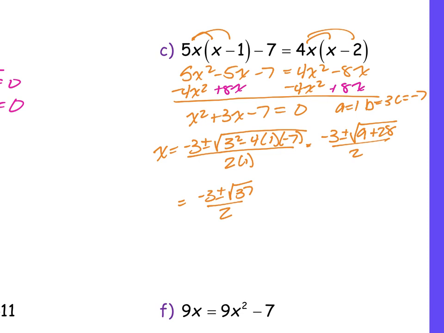Can we just put that into Delta Math? It depends on if they give you the plus or minus sign. If they give you the plus or minus sign, you can enter it that way. If not, you would enter it as negative 3 plus the square root of 37 divided by 2, negative 3 minus the square root of 37 divided by 2. You just have to put a comma after the first one and enter the second one. Okay? In Delta Math. Depends on how they want the answer.